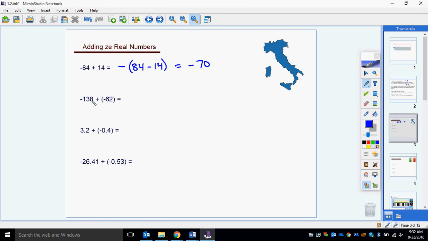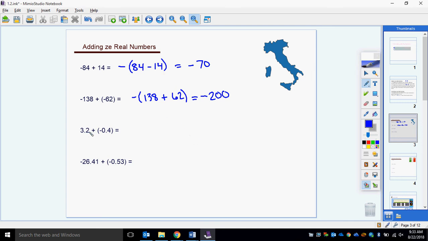Down here, the second one, I have a negative and a negative. So those are same signs, which means I'm going to add their absolute value, 138 and 62, and I'm going to keep their sign. So both of them are negative, so on the end of my answer, I want a negative. And when I add these two together, I get 200, tack on that negative.